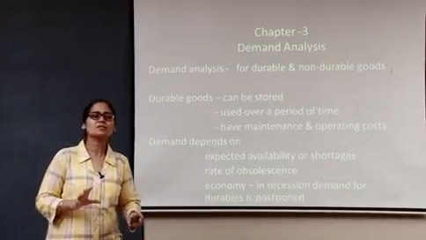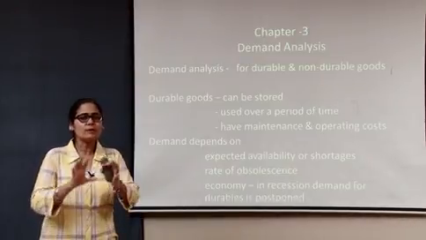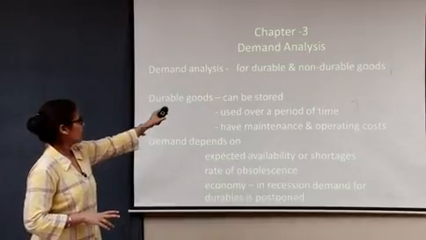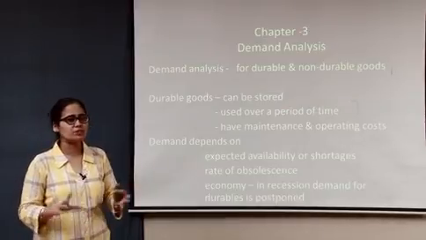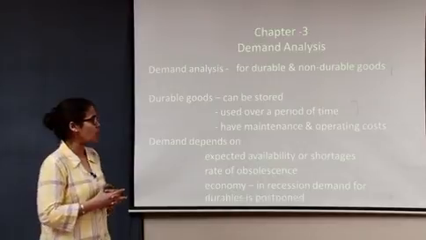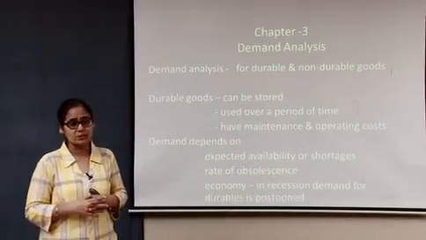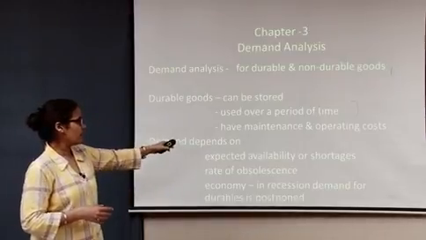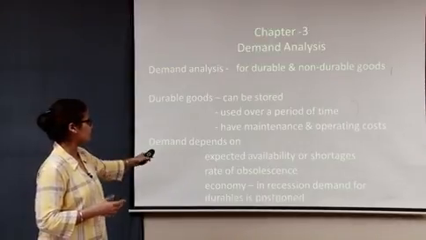Finally, we come to the last part of this chapter, types of goods. How do we divide these types of goods? Durable and non-durable. Durable goods are those products which have a long-lasting span. You can store them for a longer time. Therefore, these products will always have a normal price. Their demand will depend on availability or shortages, rate of obsolescence, and whether our economy is in recession or not.